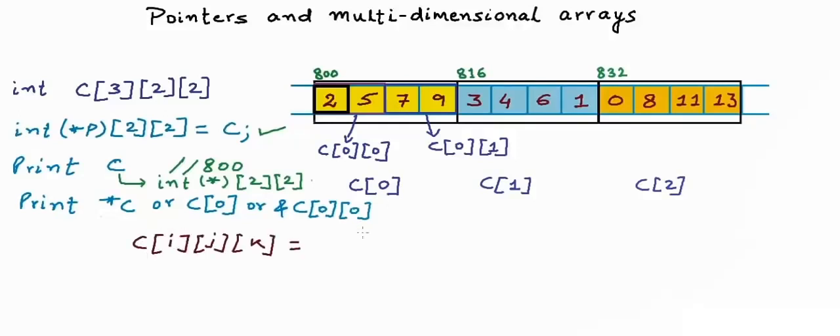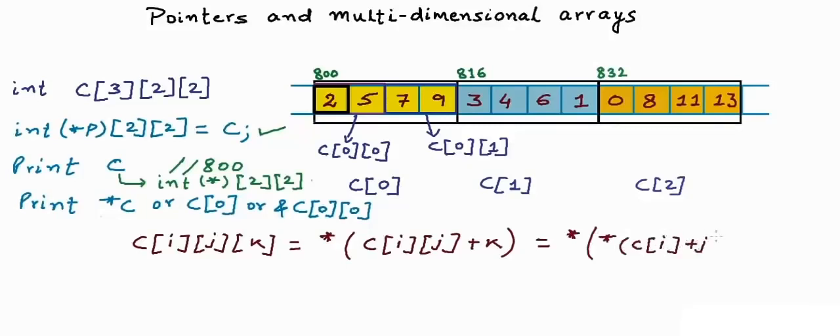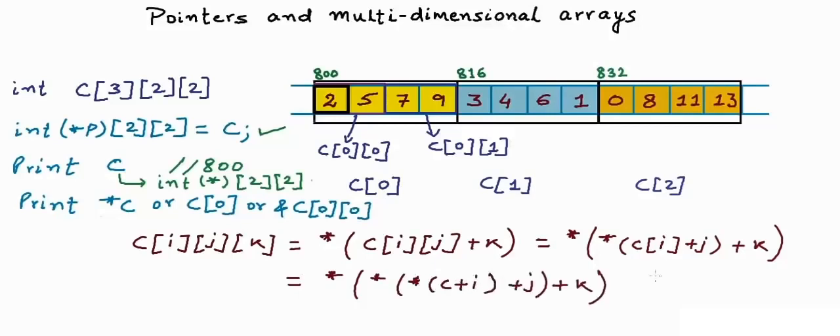C[i][j][k], where i, j and k are some indices, can be written as *(C[i][j] + k). And now once again we can write C[i][j] as *(C[i] + j), and the overall expression will look something like this. And we can go ahead and write C[i] as *(C + i). If you are able to understand how I have derived these expressions, if you are able to understand all the pointer arithmetic and dereferencing in these expressions, then you are good working with multidimensional arrays using pointers.